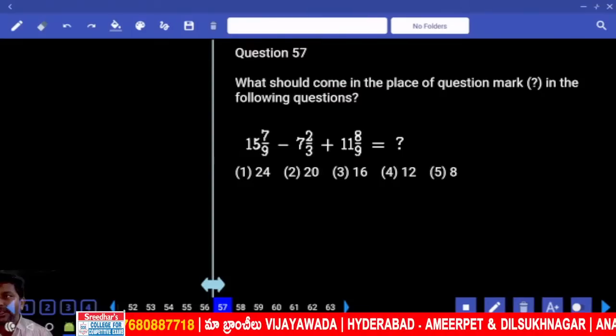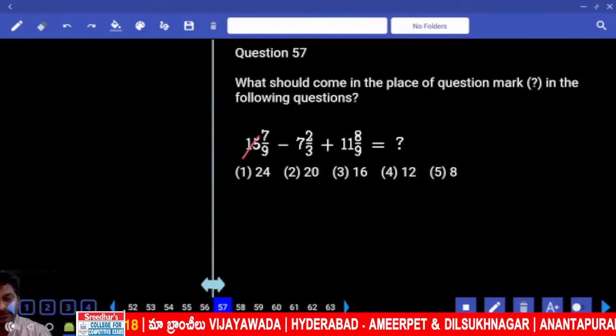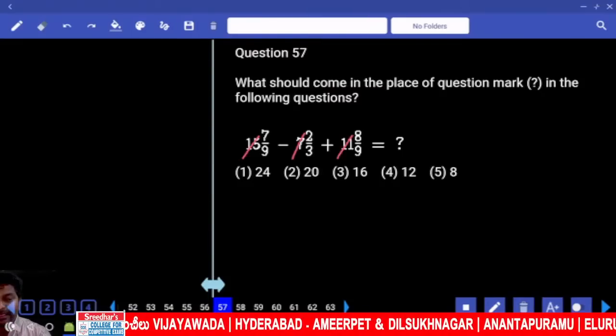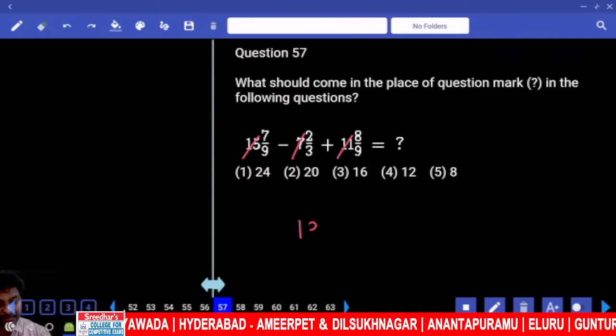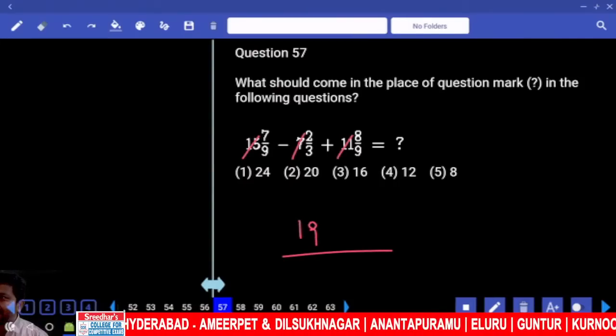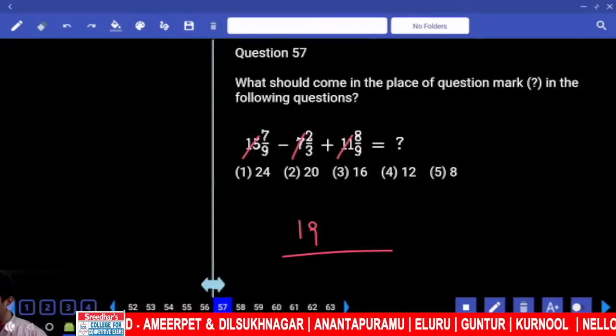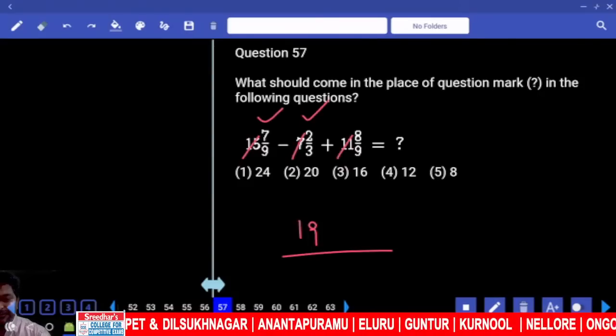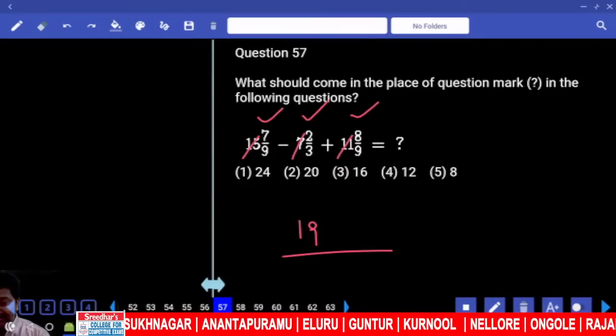First let's consider only integers. 15 minus 7, 8 plus 11. The answer should be close to this number only, because the integers are over. You are left with 3 fractions.